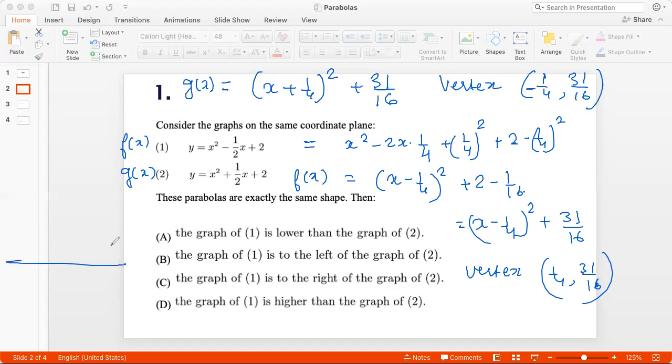So if I just draw a crude graph, let's say this is plus 1/4 and so this is the graph of f(x) and this is the graph of g(x). So we can see that the graph of f(x) is to the right of the graph of g(x), which gives the answer as option C.